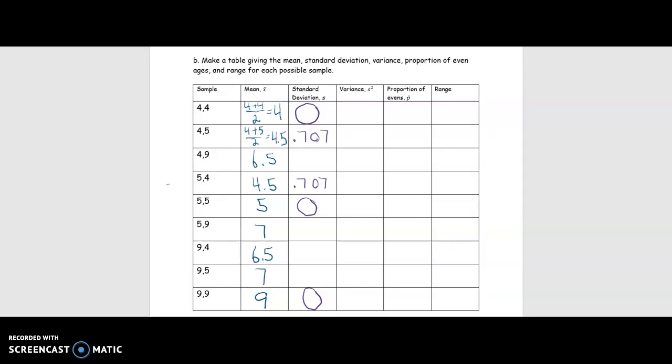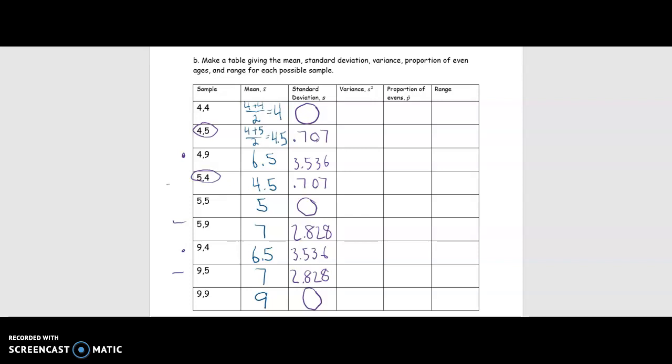The standard deviation of 4 and 5 is 0.707, but that'll also be the standard deviation of 5 and 4. Go ahead now and type in 4, 9 and find the standard deviation for that, which will be the same as for 9, 4. You're also going to type in 5, 9 and find the standard deviation for the sample 5, 9, which will also be the same as 9, 5. The standard deviations down the column are 0, 0.707, 3.536, 0.707, 0, 2.828, 3.536, 2.828, and 0.